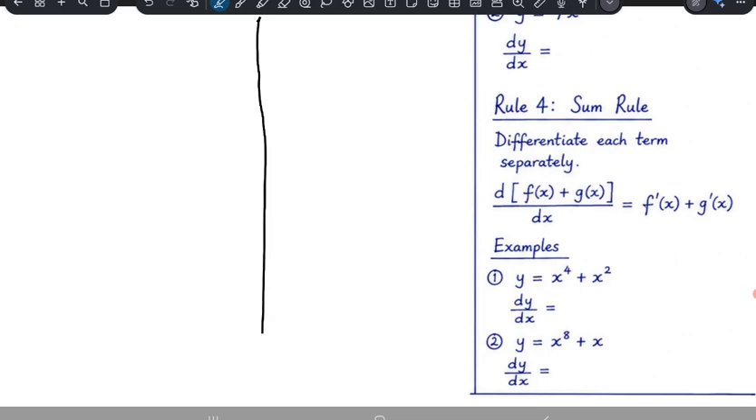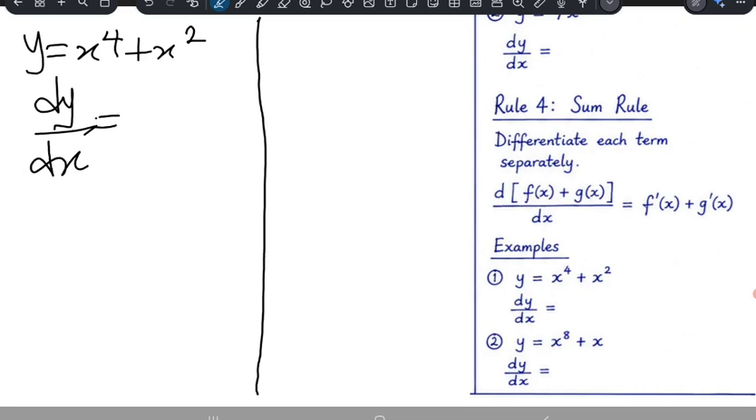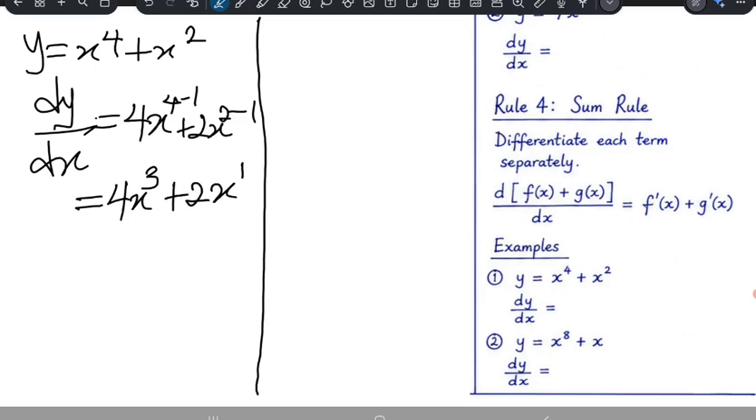So we have y is equal to x raised to power 4 plus x raised to power 2. dy/dx is equal to 4x to the power 4 minus 1 plus 2x to the power 2 minus 1, which is equal to 4x raised to power 3 plus 2x raised to power 1, which can also be written as 4x raised to power 3 plus 2x, because x raised to power 1 can also be written as x. So that is the answer for this.